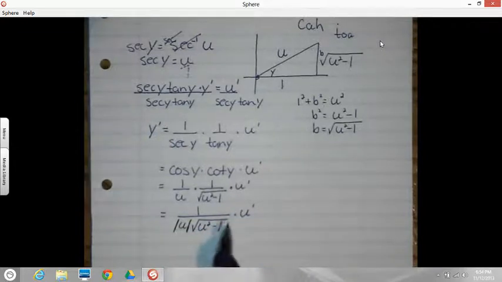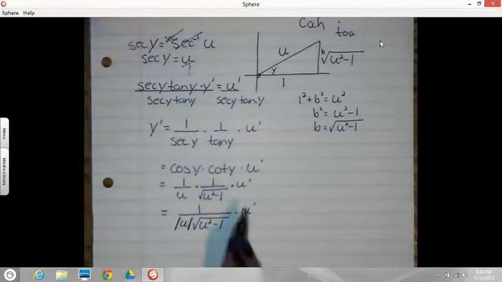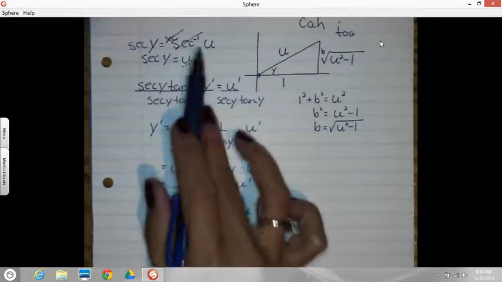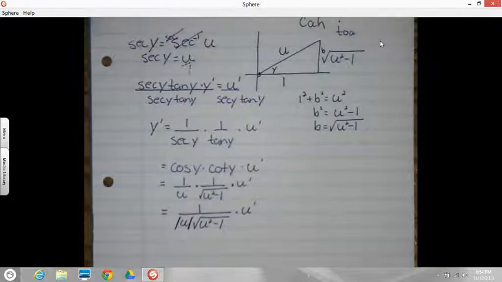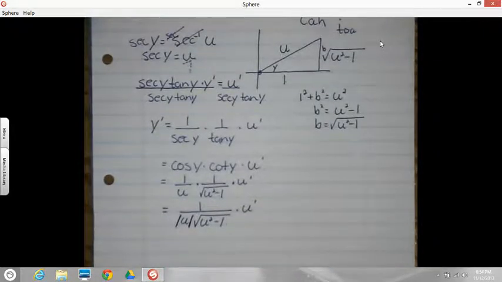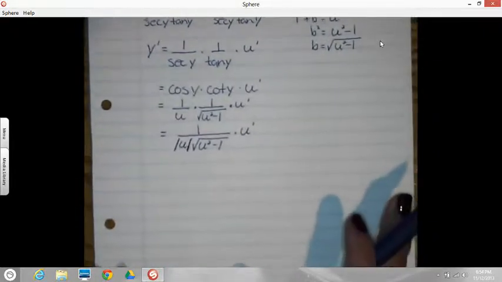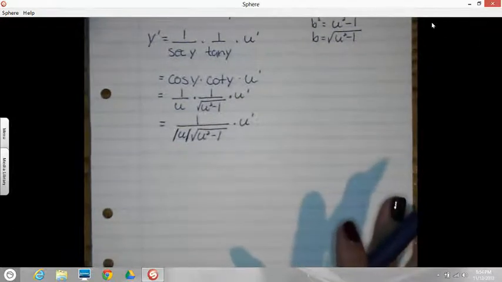So add that to your blue sheet for the inverse secant derivative. And that's it. I just took you through 3 of them. I'll write down the steps that I went through.